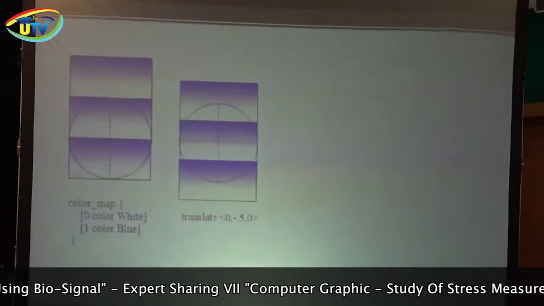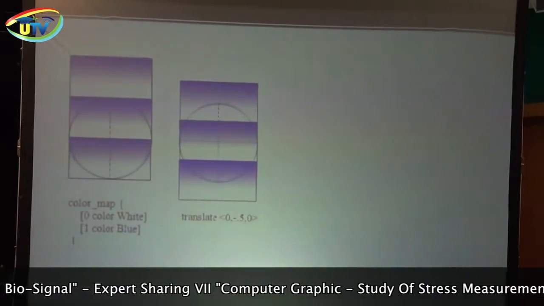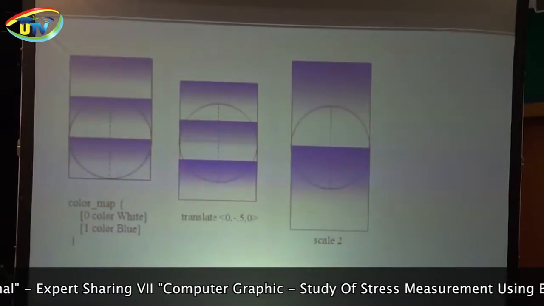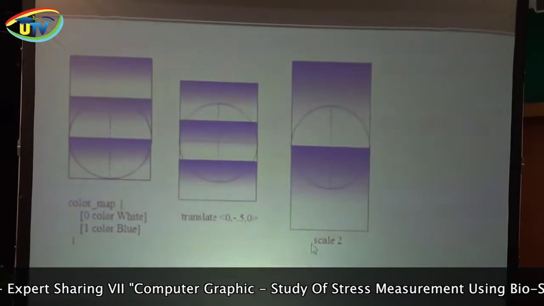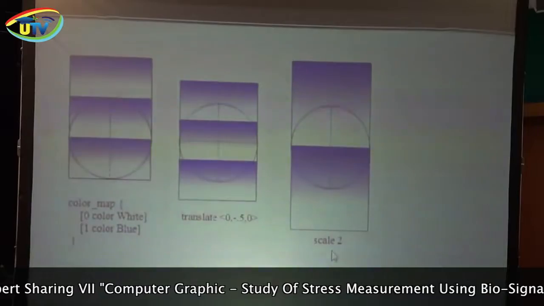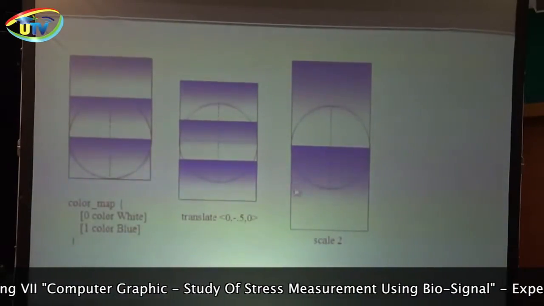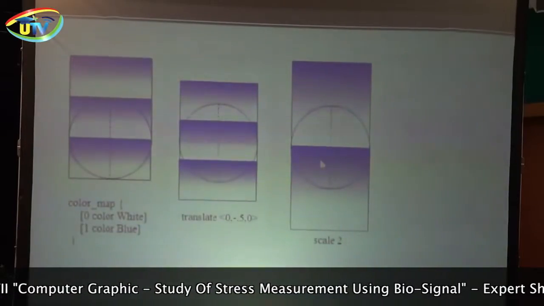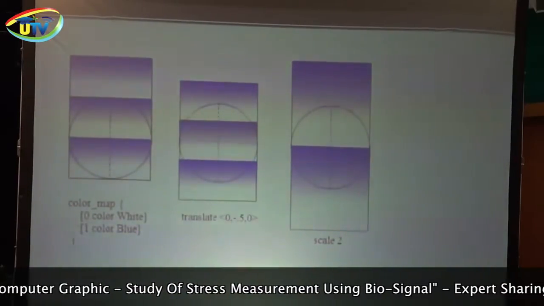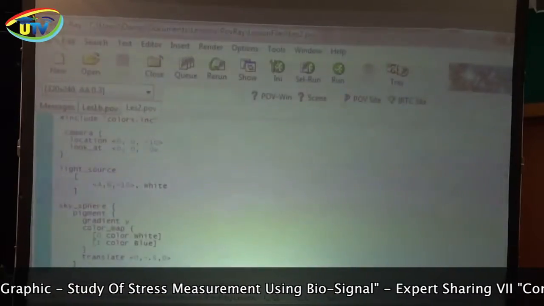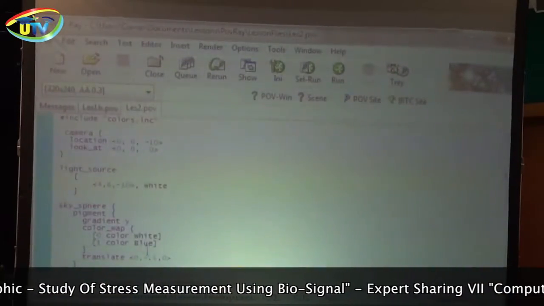Now, the better way to do this would be to scale that whole gradient. Scale 2 tells POV-Ray to make, and I did it with the gradient, tells it to make it twice as large. And so if we try it like that, we should still see a blue band, but not quite as much white up there.